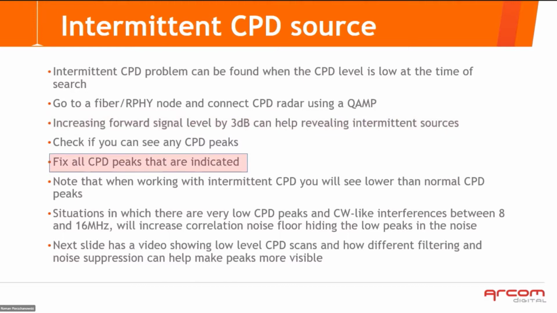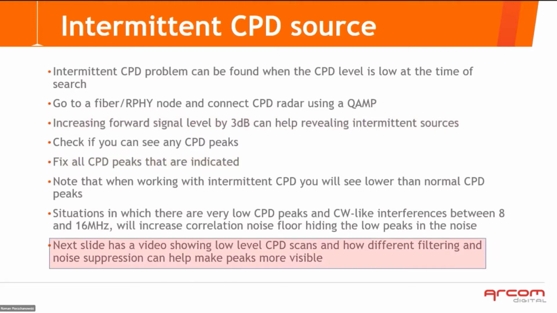In the situations where CW-like interferences are causing the noise floor of the correlator to go up and hiding low-level peaks, you can change the bandwidth of the input of the Quiver and reveal these peaks from noise. On the next slide, actually this will be a video. You will see how it works.